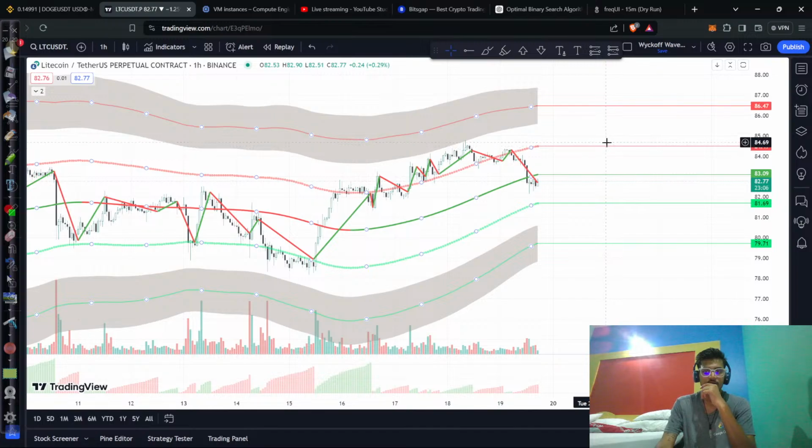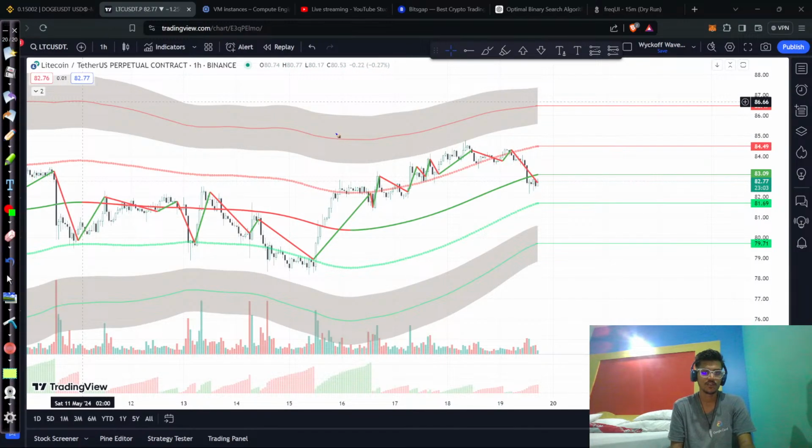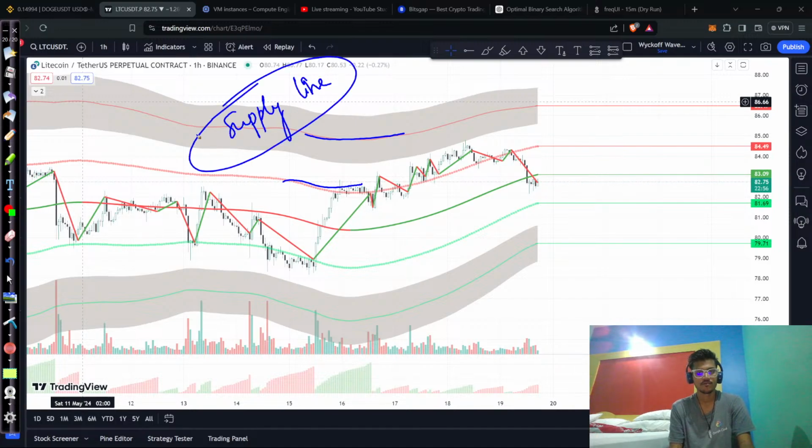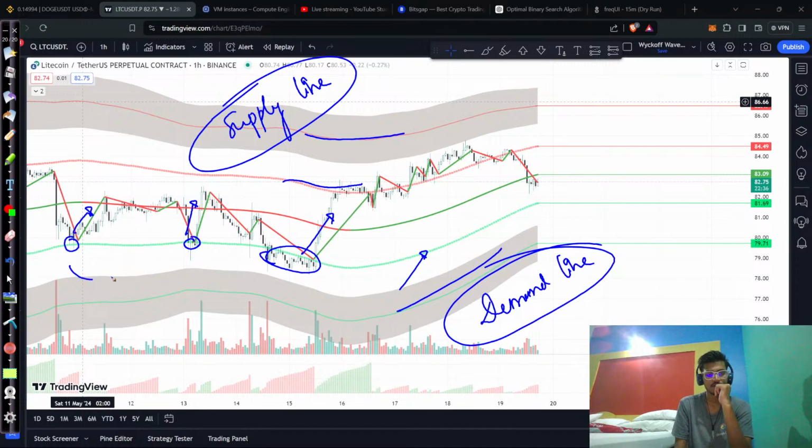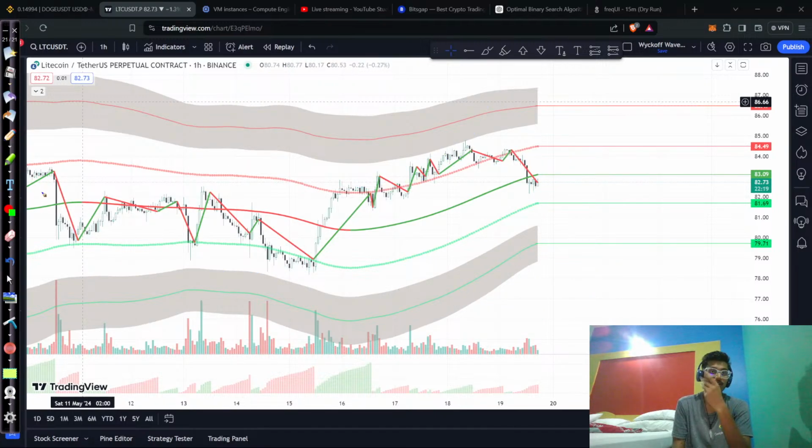What I'm trying to say is, this red line, you see, that's your supply line. And this green line is your demand line. You see when the market comes around here it goes up, comes around here it goes up, comes around here it goes up. So that's your demand line. Market comes around here, it tries to go down, but if it breaks through, then it trades around this area. And if it can break out there, then it goes around here and then comes back. You can see this pattern everywhere, and technically speaking it's not a pattern.